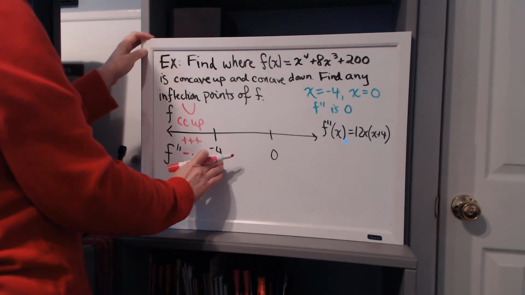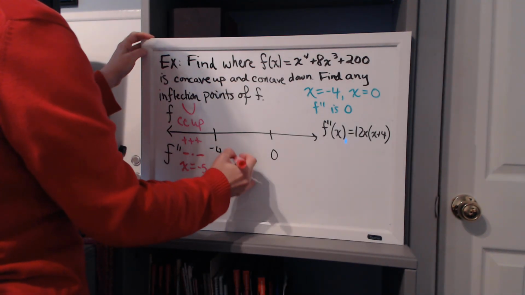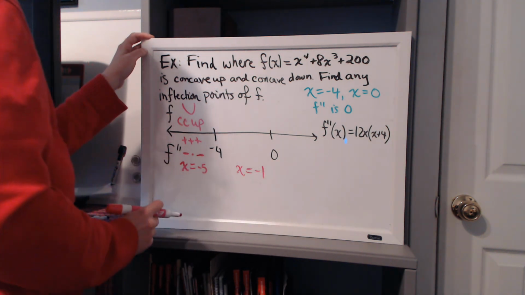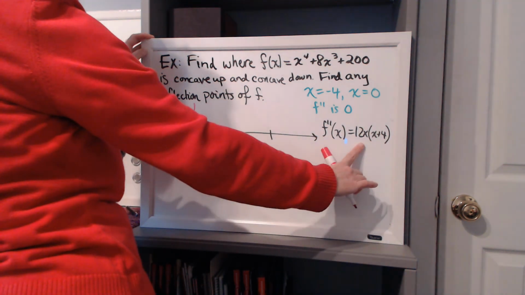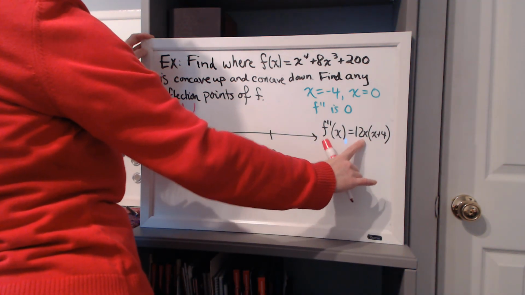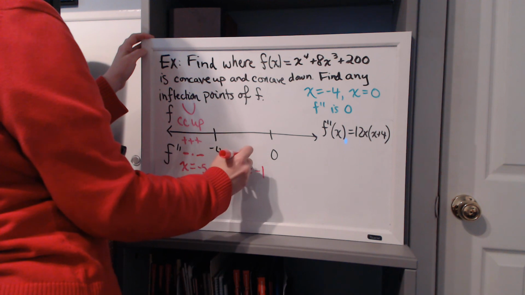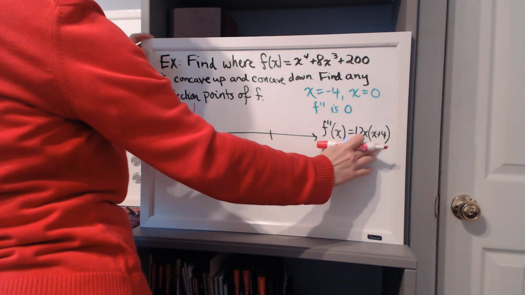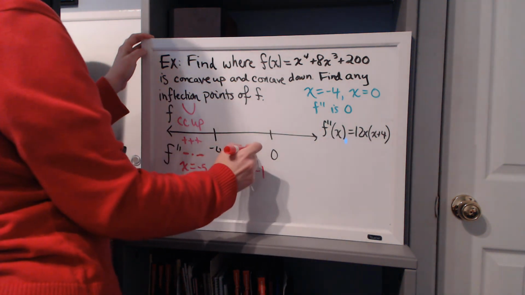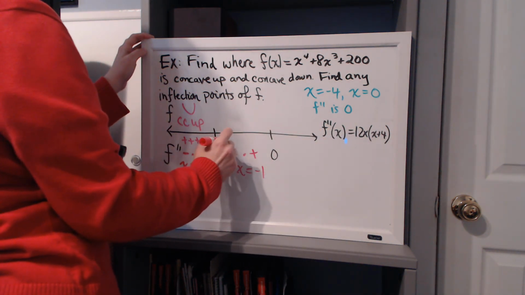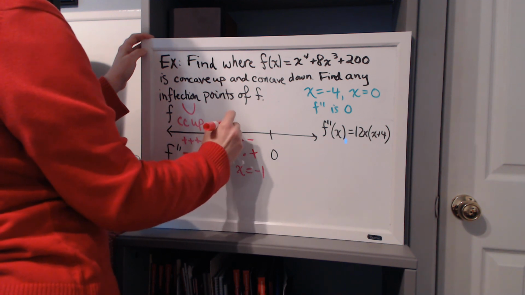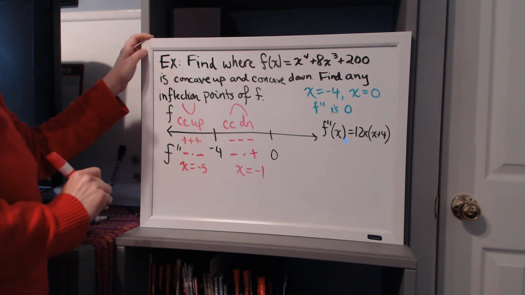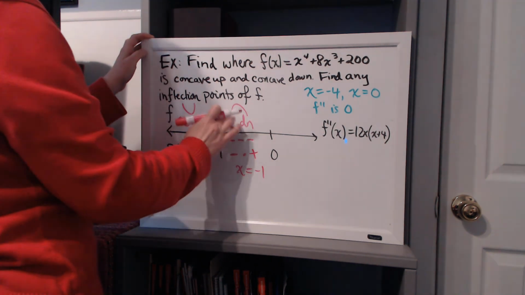In the interval between negative 4 and 0, we need to pick a convenient value. So I'm going to choose x equals negative 1. When we plug x equals negative 1 into the second derivative, when we plug into the 12x, that's going to give us a negative. When we plug into the x plus 4, we have negative 1 plus 4, which will be positive 3. So we have negative times positive, so overall that is negative. So we get concave down in that segment. I'm going to draw a little picture to remind us what concave down looks like.